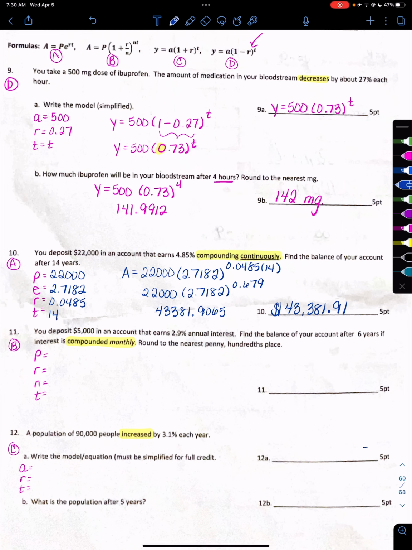Okay, problem number 11. I need to know the principal, which is 5,000. That's how much we started with. The rate, 0.029. N, how often is it compounded? Monthly, there's 12 months in a year. T is for how many years? That would be 6. So this one here, we will have A equals 5,000.